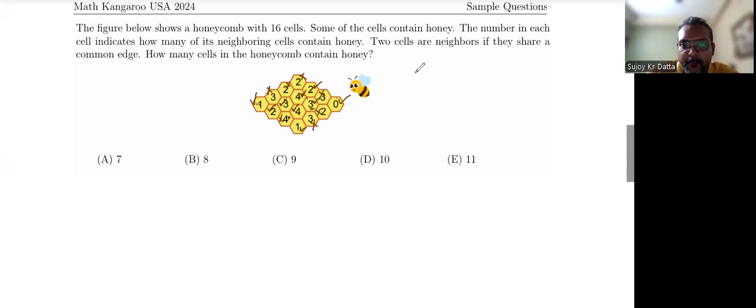So now we have to count how many contain honey. So there's one, then two, three, four, five, six, seven, eight, and nine. So the answer is option C. I hope this was clear.